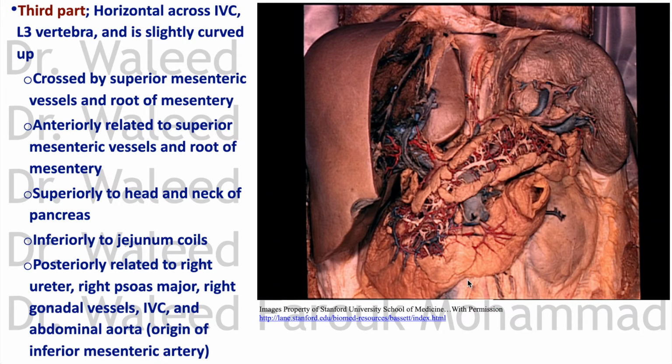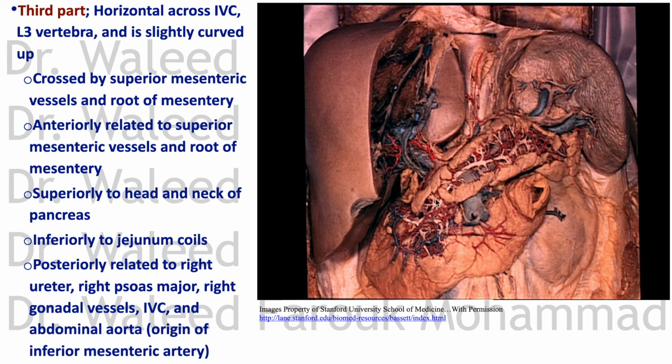Anteriorly, it's related to, first of all, the mesentery of the small intestine, which starts to form here, so the root of the mesentery crosses the third part of the duodenum. Also the superior mesenteric vessels, as you can see here, this is the superior mesenteric vein, this is the superior mesenteric artery, crossing and coming in front of the third part of the duodenum.